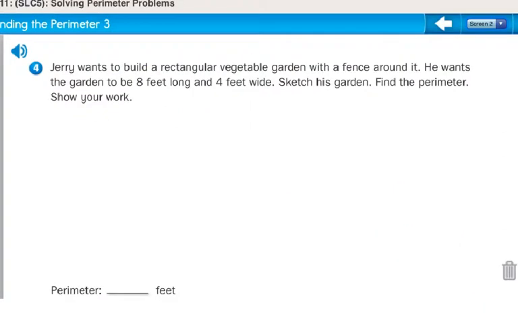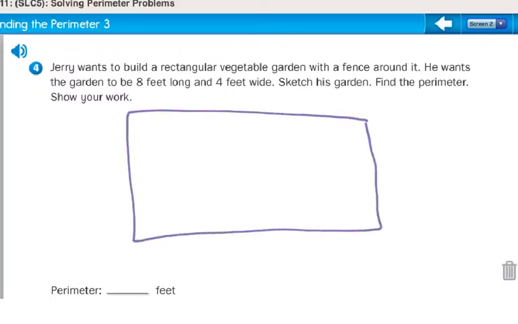Moving on, number 4. Jerry wants to build a rectangular vegetable garden with a fence around it. He wants the garden to be 8 feet long and 4 feet wide. Sketch, which means to draw his garden. Find the perimeter and show your work. So go ahead and draw 8 feet long, 4 feet wide. Go ahead and label that.